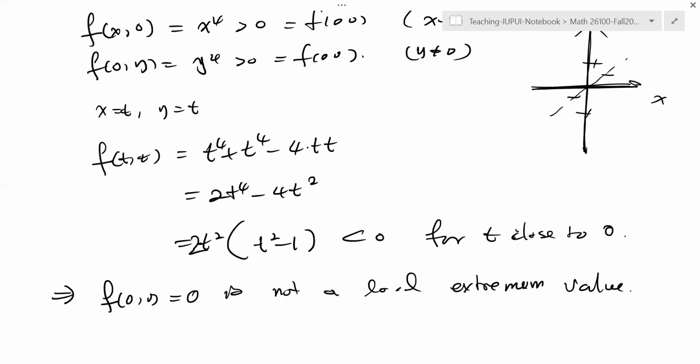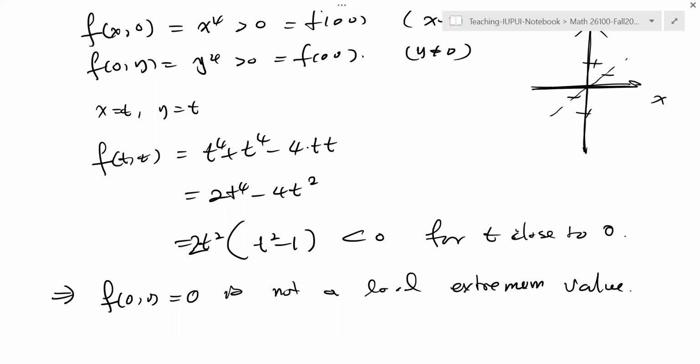Okay, so if the second derivative test is inconclusive for that point, you can still find out whether the function has a local maximum or local minimum based on the sign of the function.